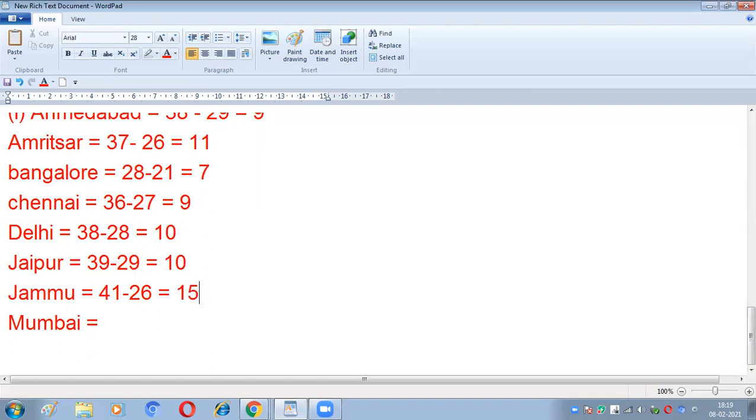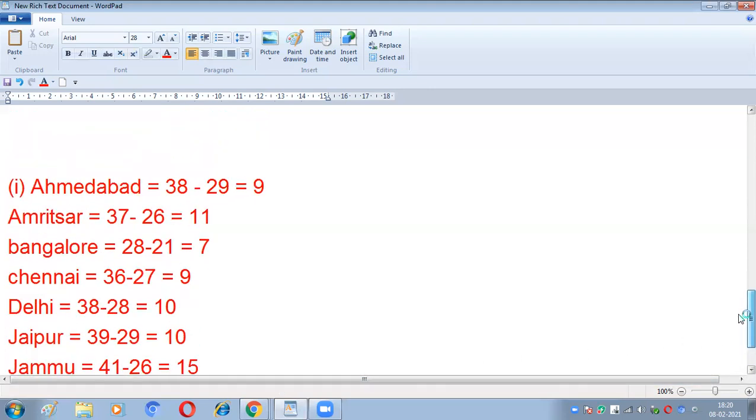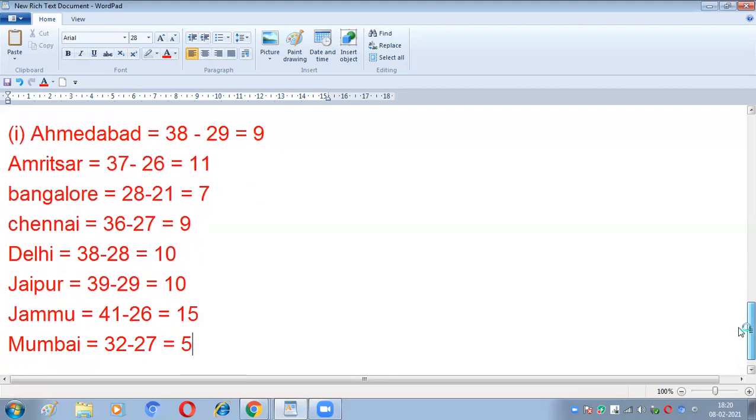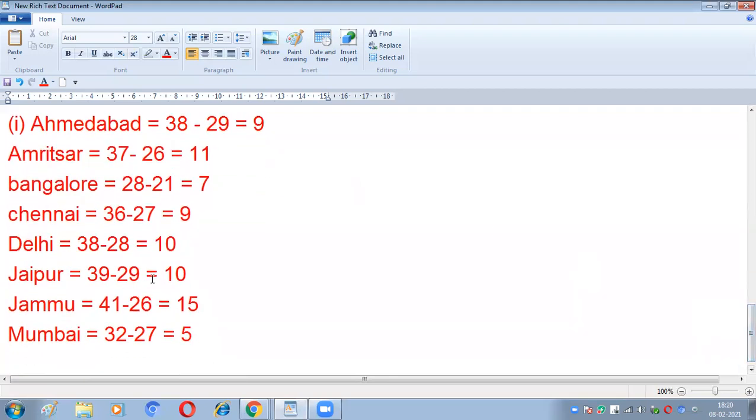Now the maximum temperature of Mumbai is 32 degrees Celsius, and the minimum temperature of Mumbai is 27 degrees Celsius. So 32 minus 27 is equal to 5 degrees Celsius. Now we have the difference between the maximum and minimum temperature of all the cities, so please note it down.